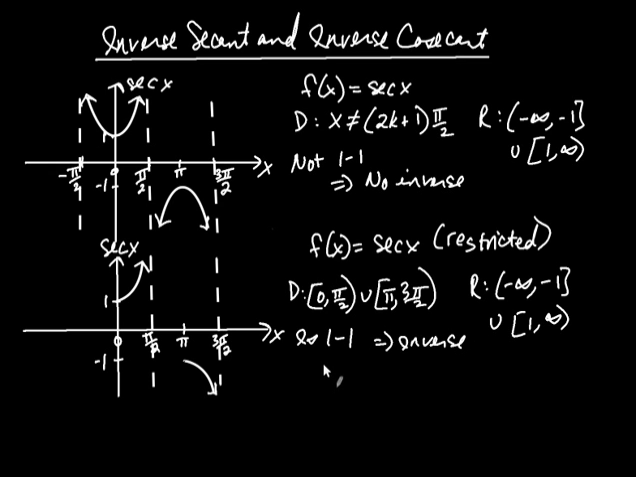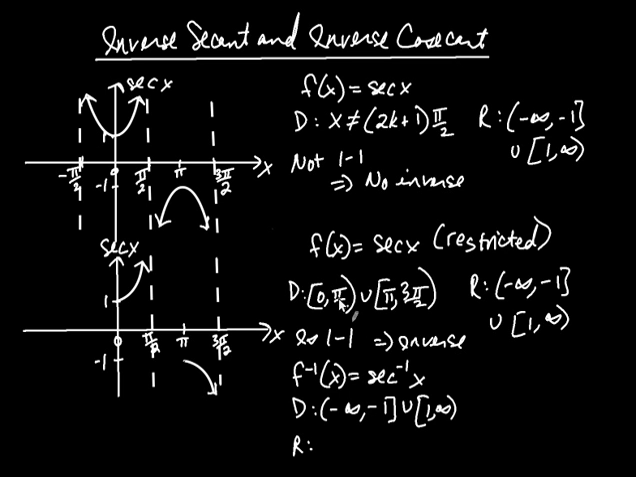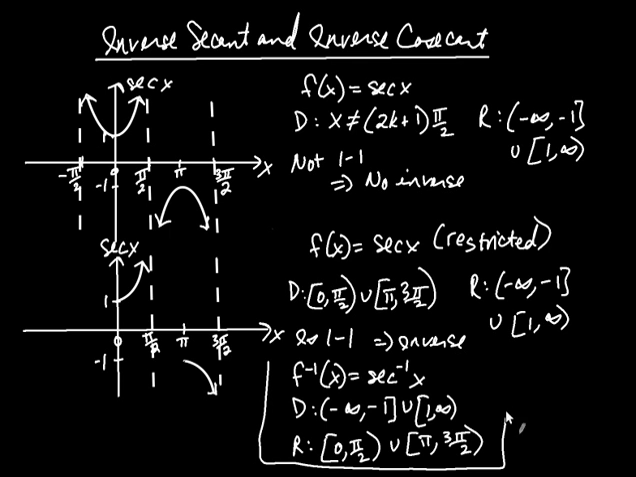So the inverse of that function is called inverse secant. The domain of inverse secant is negative infinity to negative 1 union 1 to infinity. And of course, you get this domain by taking the range of the function that you restricted. And then the range of this function, let's write it below, is going to be the domain of the original. So it's going to be from 0 to pi over 2 union pi to 3 pi over 2, excluding 3 pi over 2. So this is my new function. We call it inverse secant.